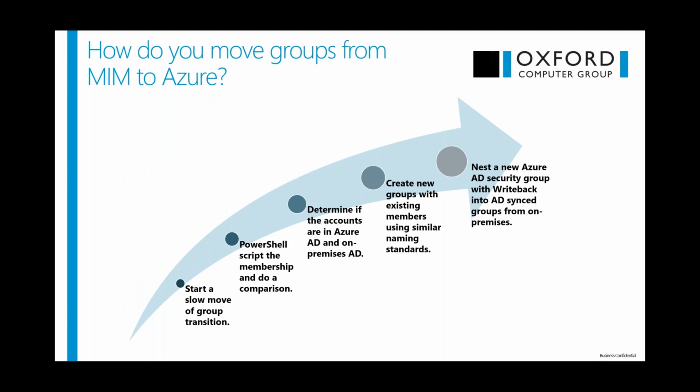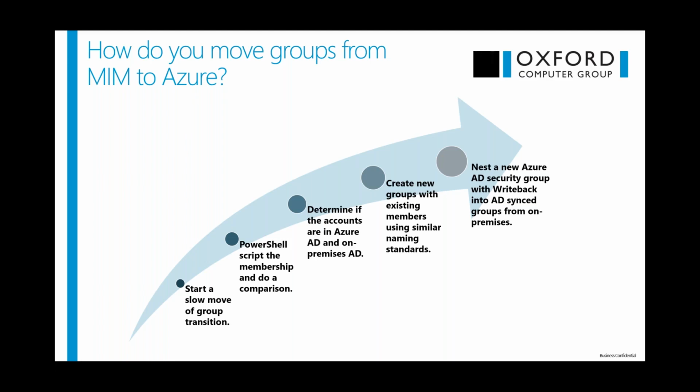Like I said, we can create new groups with existing members using similar naming standards. So if you wanted to give access to resources similar to what you did with the MIM or Active Directory security group, but now that group's in Azure Active Directory, you want to make sure that all your user accounts, devices, or groups, nested groups, are kind of identical. So then you can give access to that Azure AD group on-premise to the resources that are currently there. Or if you would like, we can do nested groups.